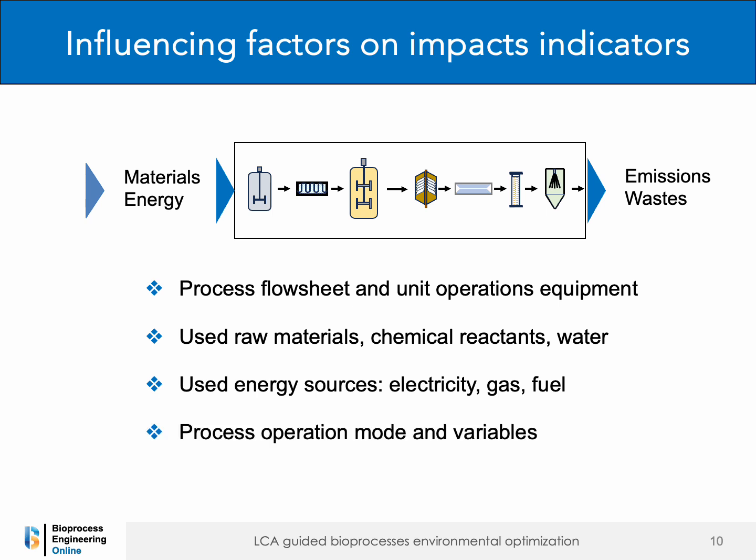4th, operational conditions. The operational parameters of the bioprocess, including batch, continuous, or fed batch modes, as well as variables like concentrations, flow rates, and temperature, influence environmental impacts. Fine-tuning these parameters can lead to efficiency gains and reduced environmental footprints. By comprehensively considering and optimizing these factors, bioprocesses can be tailored to minimize their environmental impacts while maximizing efficiency and product quality.